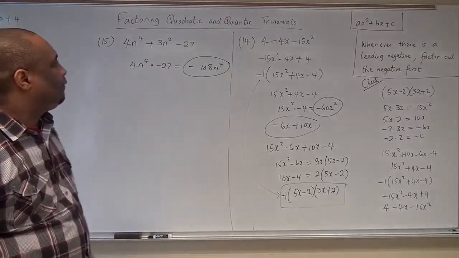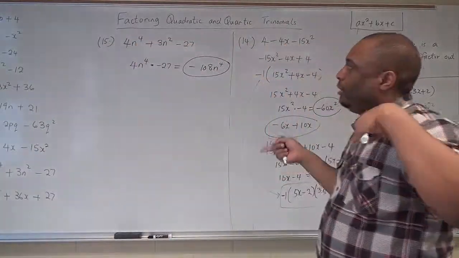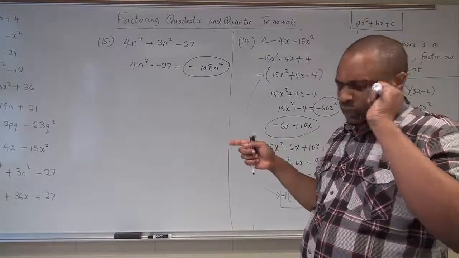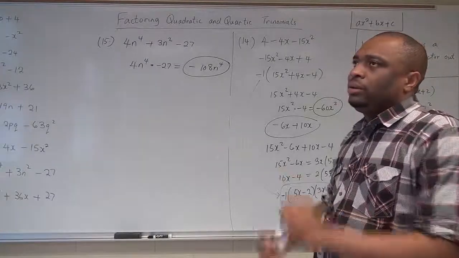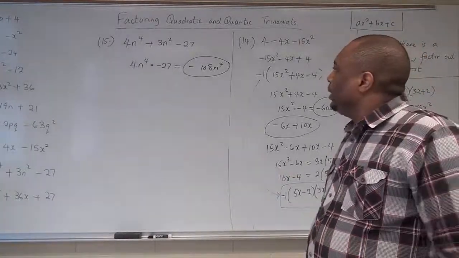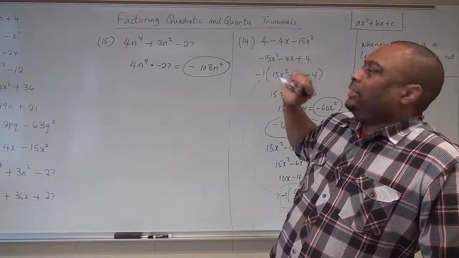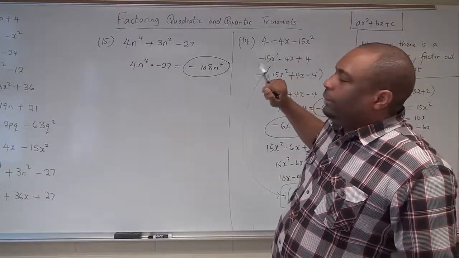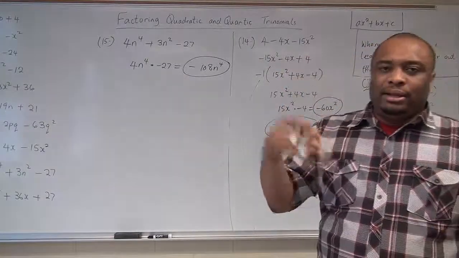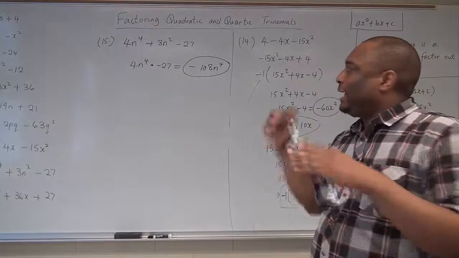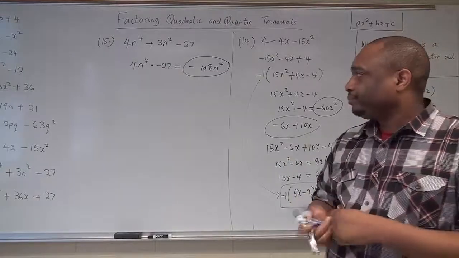So negative 108 n to the fourth. 1 and negative 108 will not work. Negative 1 and 108 will not work. 2 and negative 54 will not work. Negative 2 and 54 will not work. 3 and negative 36 will not work. Negative 3 and 36 will not work. I mean, I am doing this to help you. I can look at it right away and see what will work. Okay?